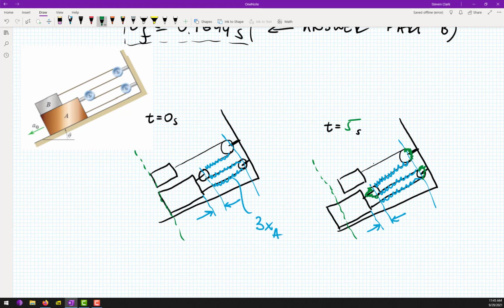I just wanted to say exactly the same about the red thing. Before it was longer. Now our thing moved a little bit upwards, and the red thing is shorter. Our XB just got shorter, and we just calculated from here. We don't care about the thing that is wrapped around the pulley.